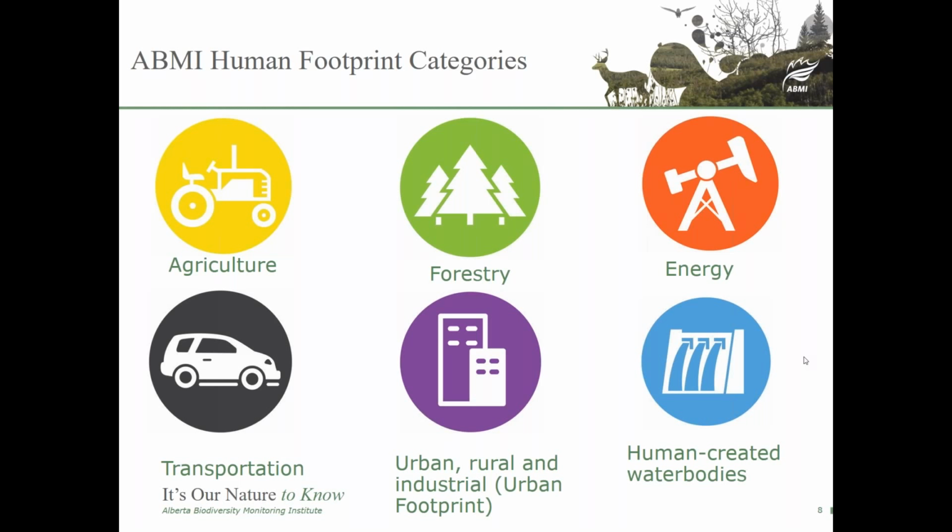Transportation features such as railways, roadways, and trails with hard surfaces. Urban and residential features, including buildings and disturbed vegetation and substrate associated with urban and rural settlements. So homes, malls, golf courses, and recreation areas. And human-created water bodies, such as canals, reservoirs, or municipal sewage facilities.